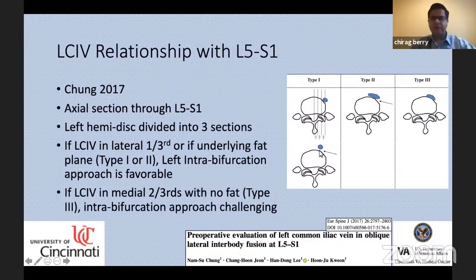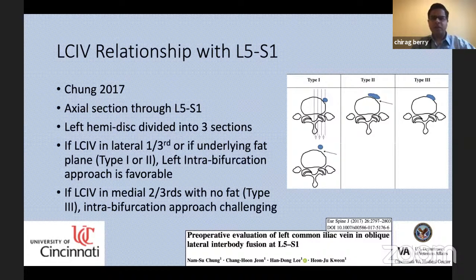But if it's flat and oblique, and if it's adherent to the annulus and it's in the medial two-thirds instead of the lateral third of this hemidisc, then an intra-bifurcation approach can be challenging, and according to this paper that could carry a higher risk of vascular injuries. So in those situations, you could explore the pre-psoas approaches rather than the intra-bifurcation approach.